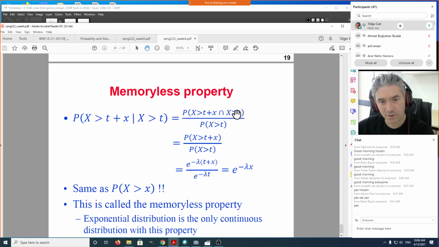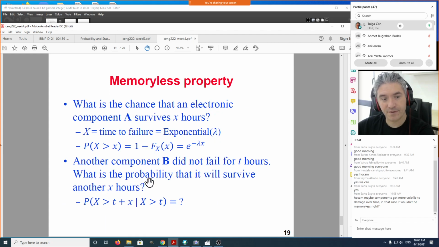Therefore this right hand side cancels out, because this event is contained entirely in this one. If x is greater than t, yeah, exactly. If you're right.